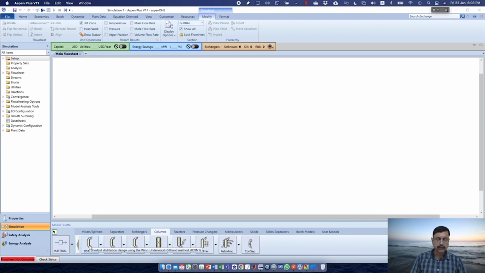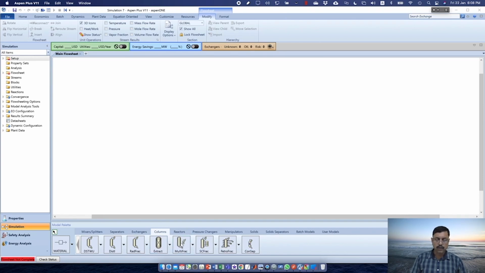DSTWU is shortcut distillation design using the Winn-Underwood-Gilliland method. The second one is DISTL, again a shortcut distillation rating using the Edmister method. The third one is RADFRAC. It is used for rigorous 2 or 3 phase fractionation for single columns. It can model absorbers, strippers, etc. The Extract model is for rigorous countercurrent extraction of a liquid with a solvent. It can model a liquid-liquid extractor.